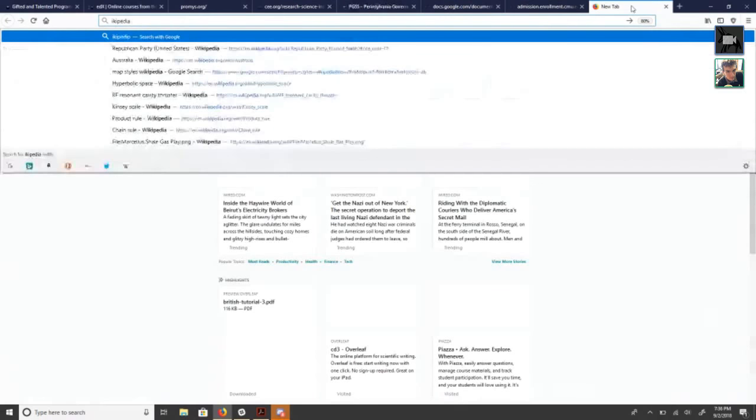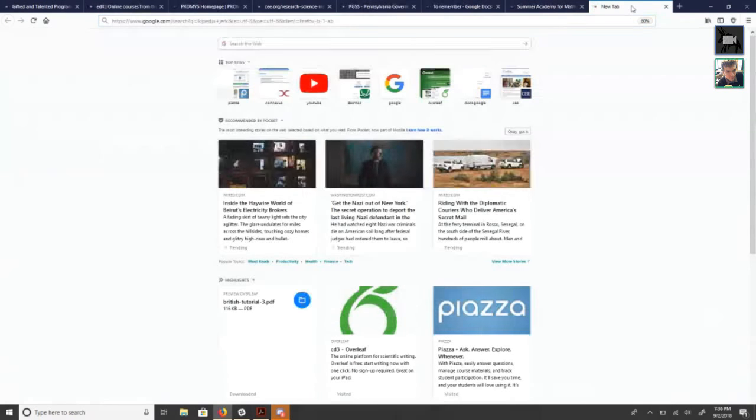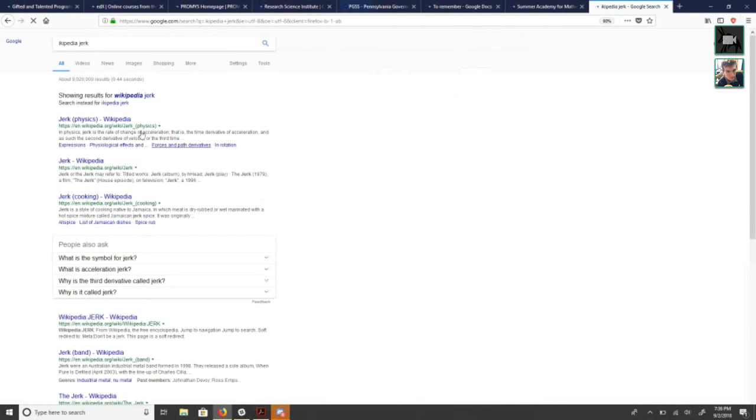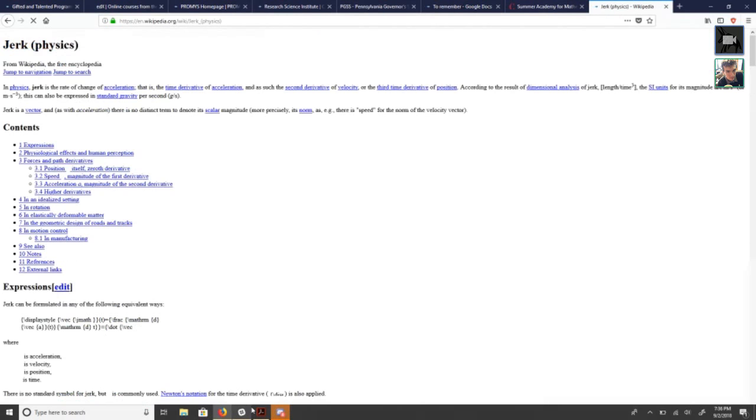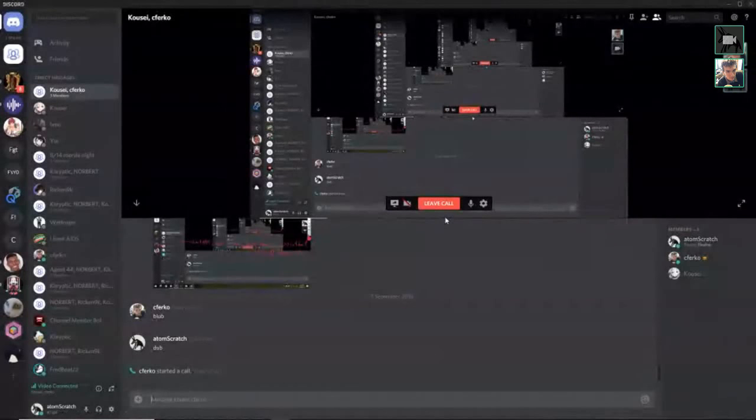You're Googling now. Yeah, Wikipedia is going to have a lot to say about this. Jerk physics. Okay. So jerk has units of meters per second cubed, is the point. Okay. It's kind of a contrived example, but that's one.